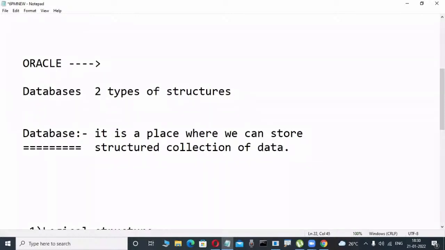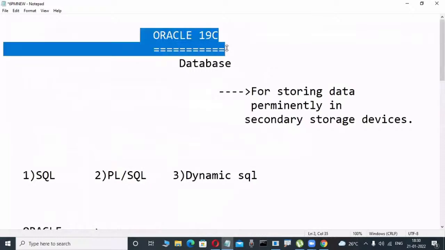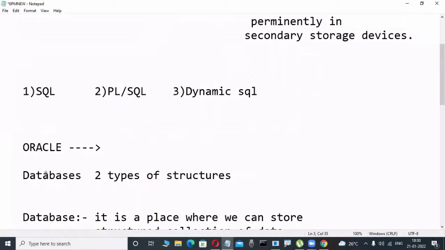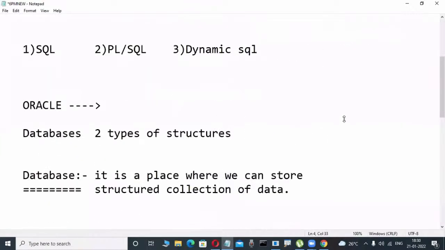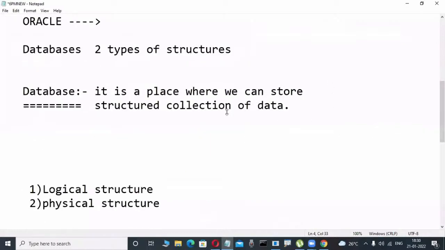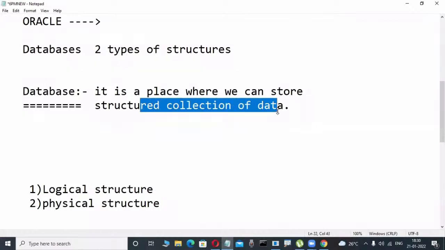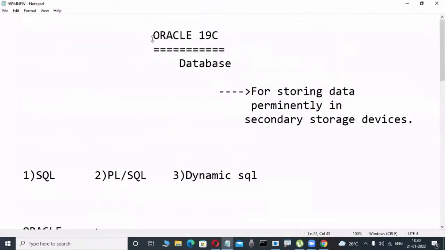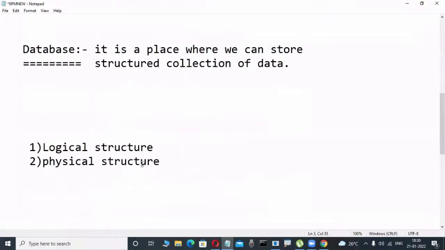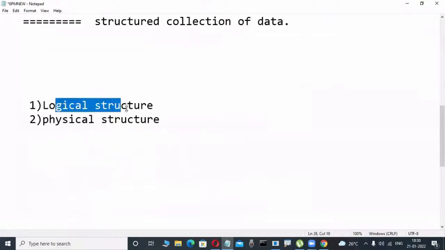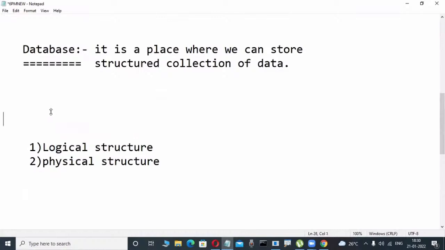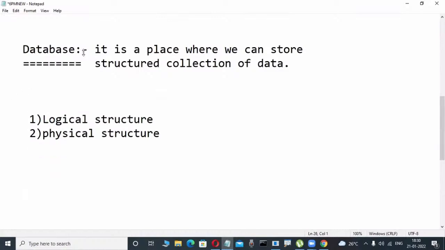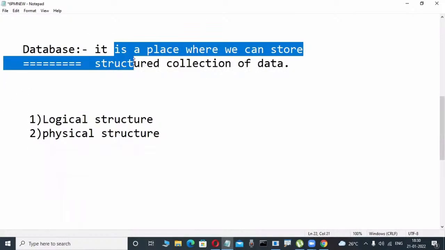Observe here. Actually, whenever we are installing Oracle or any relational database software, what is a database actually? It is a place. Whenever we install this type of software, automatically some place is reserved on the hard disk. In that place only we can store a structured collection of data. But whenever we install these softwares, two types of structures are there. One is logical structure, another is physical structure. This definition I am not explaining; one of these days you will understand.